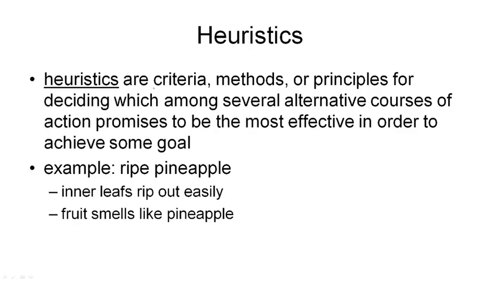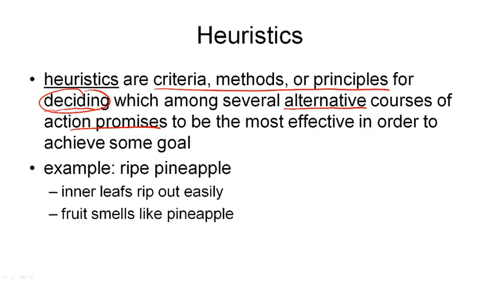So heuristics are criteria, methods, or principles for deciding which among several alternative courses of action promises to be the most effective. So the alternatives that we're looking at are, of course, the successor nodes that we want to evaluate. We want to see which one of those is the most promising, and we need to decide which one to follow first. Of course, we keep in mind the others and follow those later.